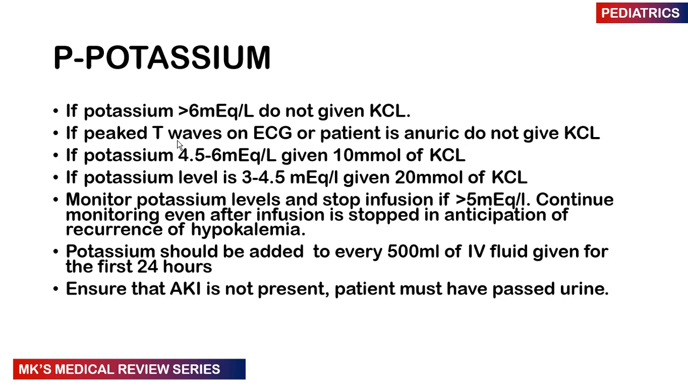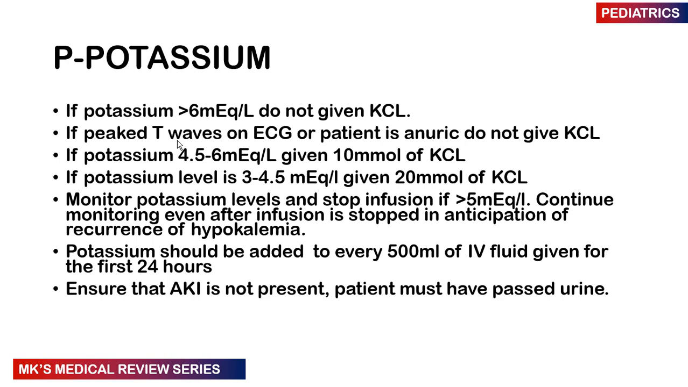Then, of course, if the potassium is between 4.5 to 6 milliequivalents per liter, you can give 10 millimoles of potassium chloride. If it's between 3 to 4.5, you can give 20 millimoles of potassium chloride. You should monitor the levels of potassium and stop the infusion if it's greater than 5 milliequivalents per liter. Of course, continue monitoring even after the infusion is stopped in anticipation of any recurrence of hypokalemia.